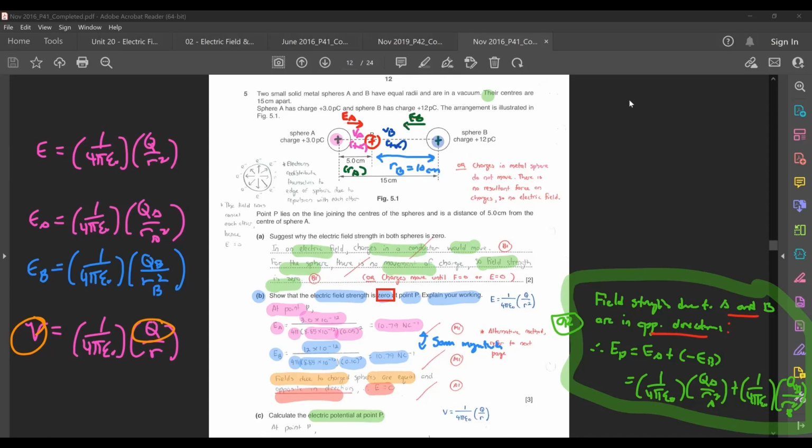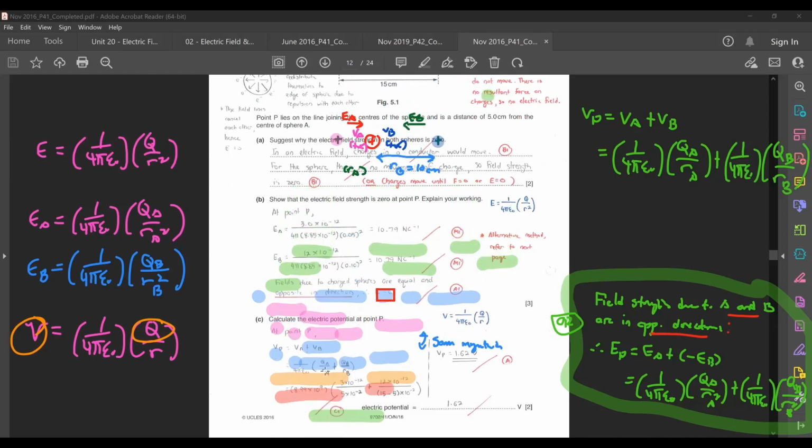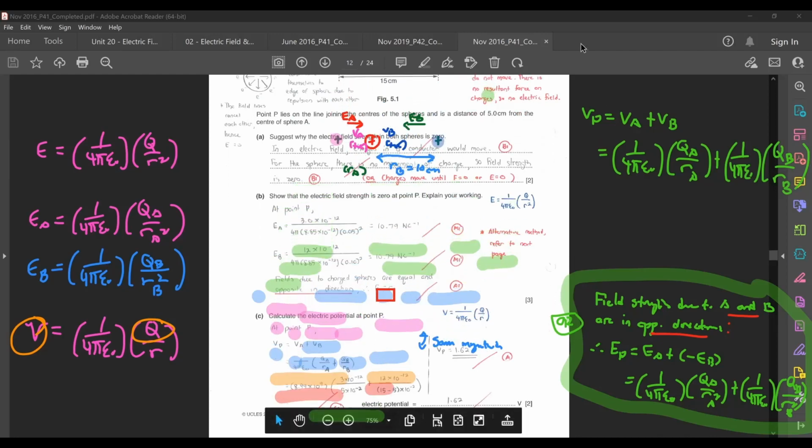So that VP now is really just VA plus VB. There's no negative to consider. So this expanded out will give you 1 over 4 pi epsilon naught QA over RA plus 1 over 4 pi epsilon naught QB over RB. Okay, so this one will be your working that you have.